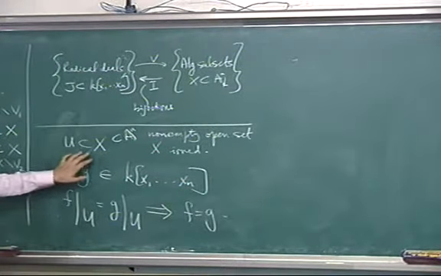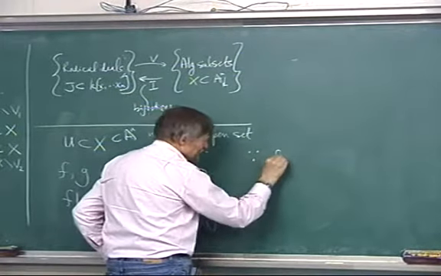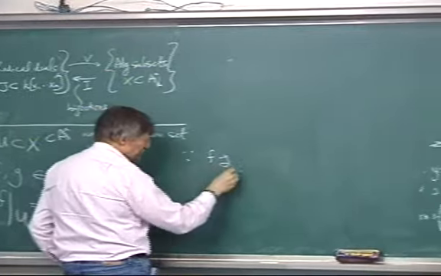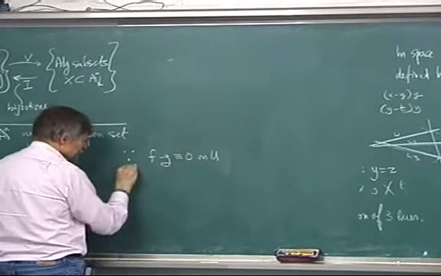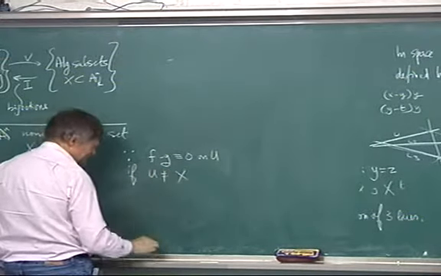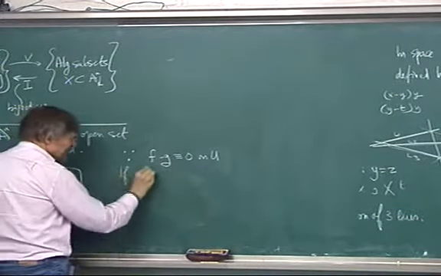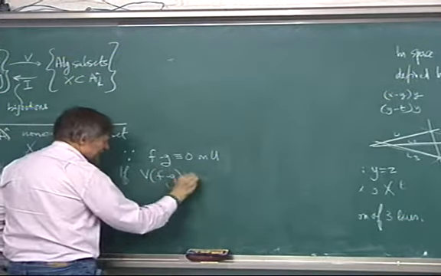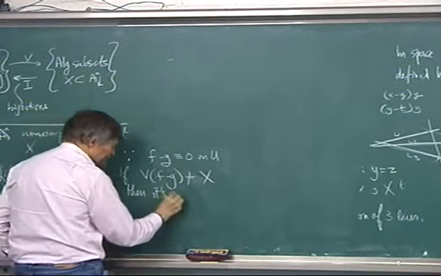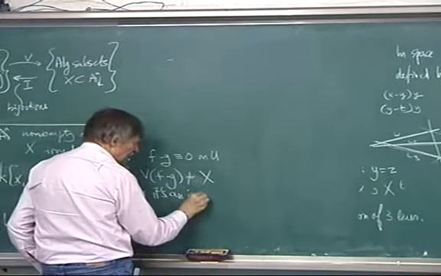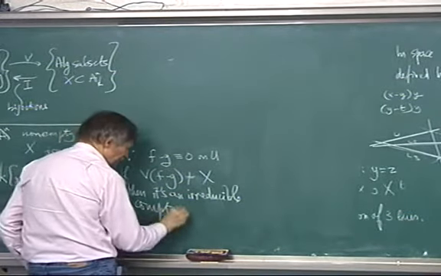I hope we can see that this is true. I have this open set, and f minus g is still a polynomial function. If f minus g is 0 on U, and the variety of f minus g is not X, then it's an irreducible component of X.